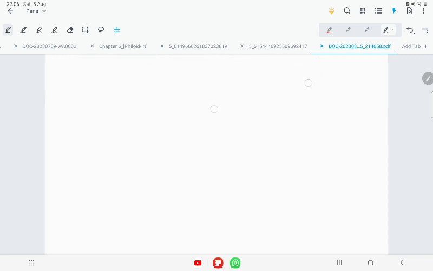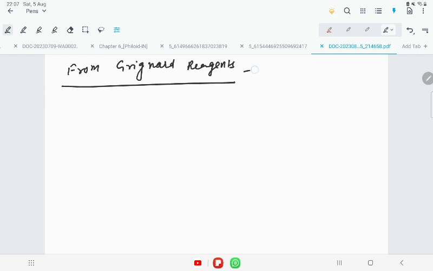Now the next method is from Grignard reagent. From Grignard reagent, if you talk about it, you have to treat the Grignard reagent with the carbonyl compound. So if you see Grignard reagent plus formaldehyde, formaldehyde, it is going to give a 1 degree alcohol.